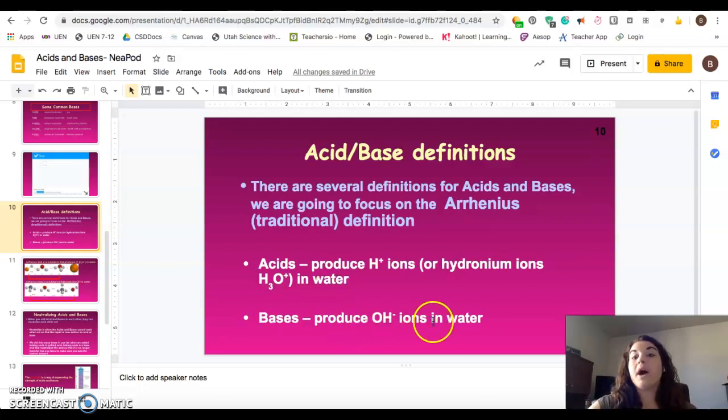Bases, when I add water to them, will make an OH minus. So those are the big differences. You're going to look at the products and see what it made when I added water to it. Did it make H3O plus or OH minus?